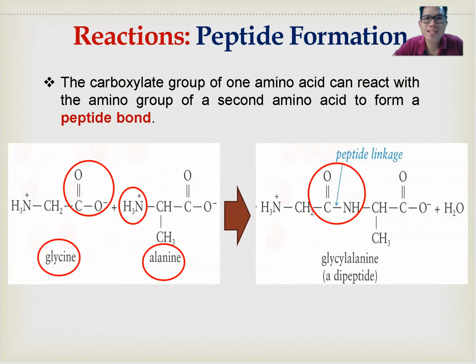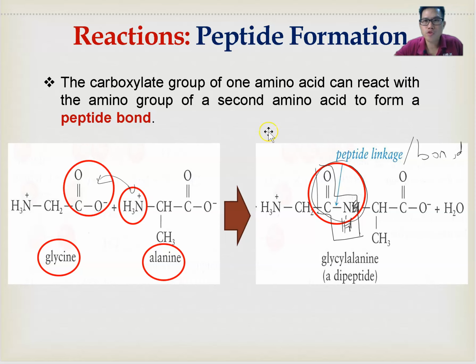Then amino acids, as I mentioned, can join together through the carboxyl group of one amino acid and the amino group of another, to form what we call a peptide linkage or peptide bond. You can see this peptide bond is made of C double bond O and N H. So this is basically the peptide bond.